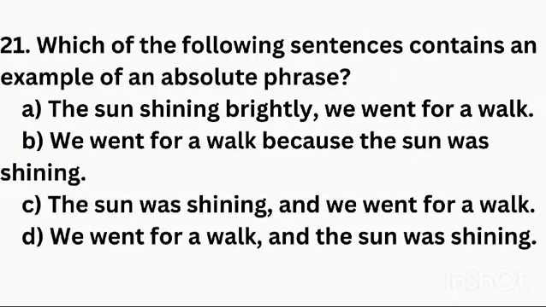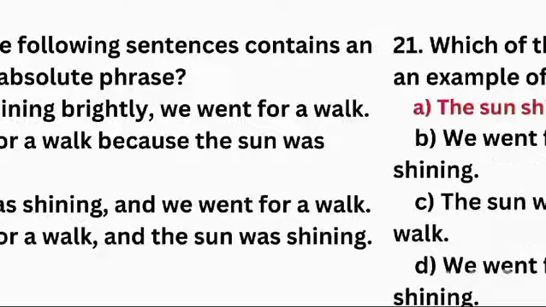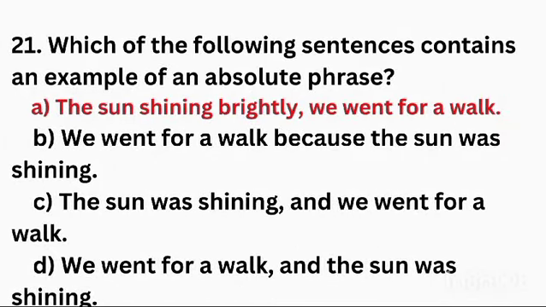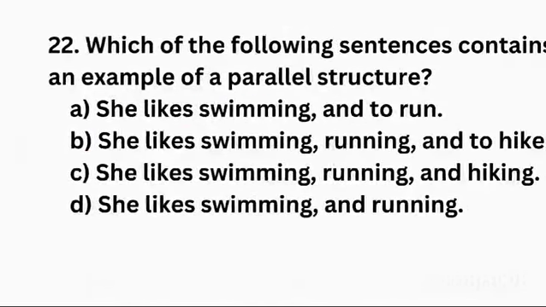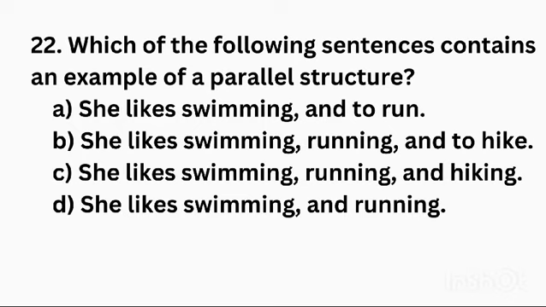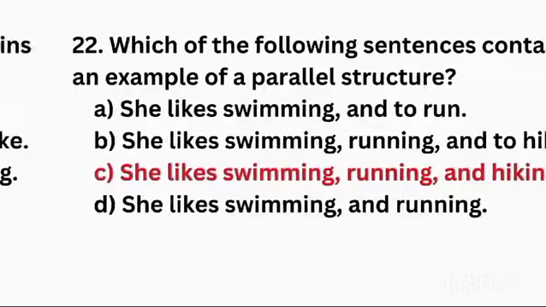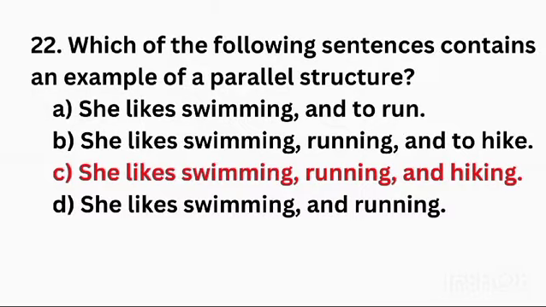Which of the following sentences contain an example of absolute phrase? The right answer is the sun shining brightly, we went for a walk. Which of the following sentences contain an example of parallel structure? The right answer is she likes swimming, running, and hiking.